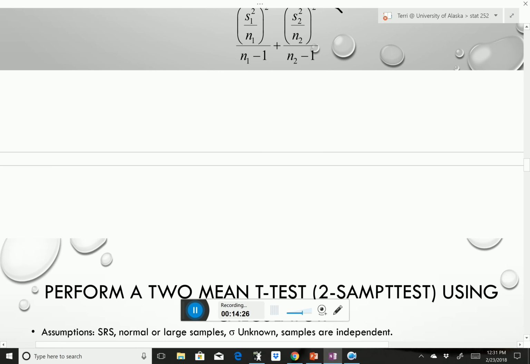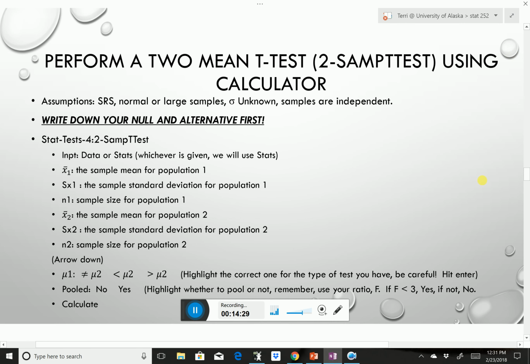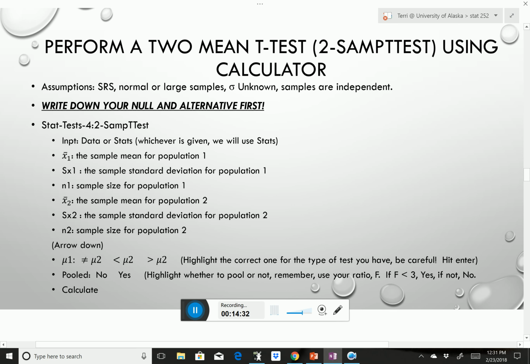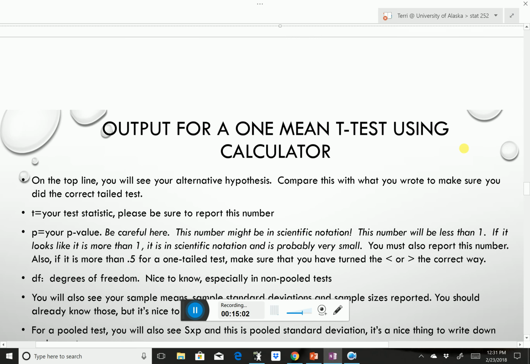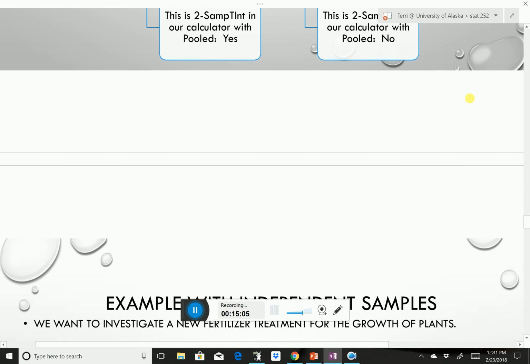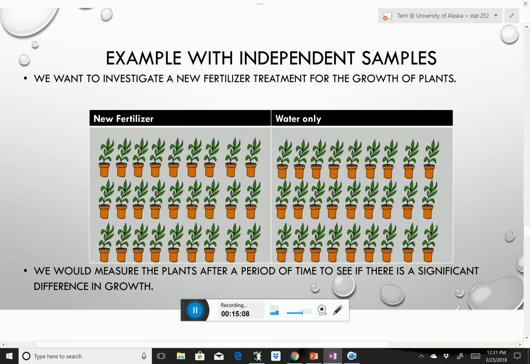Okay. So let's talk about how we perform a two-mean t-test, two-samp t-test is what it's called, using your calculator. Now again, we have to make sure our assumptions are met. Sigmas unknown, samples are independent. Okay, so let's just say for a minute that we are given some information. And I want to go down a couple of slides and show you something first before we do this. Okay, so here's the example that I have.